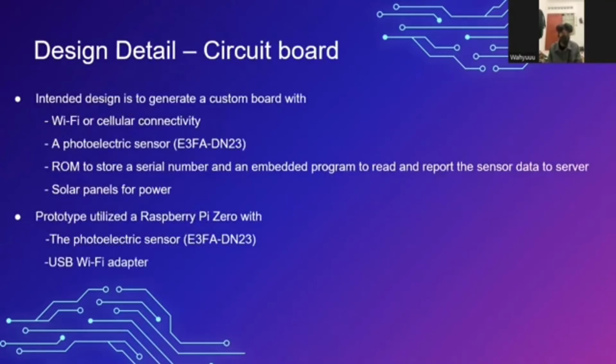Design detail, circuit board. The intended design is to generate a custom board with Wi-Fi or cellular connectivity, a photoelectric sensor, RAM to store a serial number, and an embedded program to read and report the sensor data to the server, with solar panels for power. The prototype utilized a Raspberry Pi Zero with the photoelectric sensor and a USB Wi-Fi adapter.